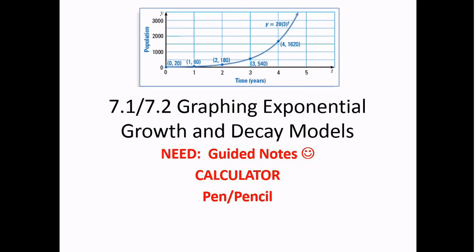Hello mathematicians! So today we're going to look at 7.1 and 7.2, the first section of Unit 7, which is on graphing exponential growth and decay models.